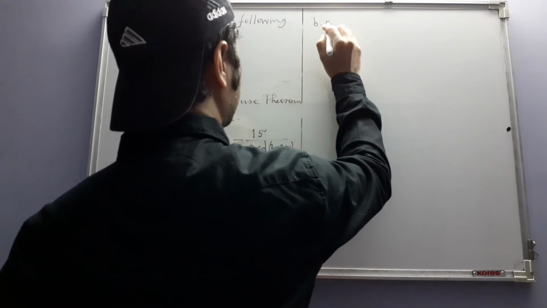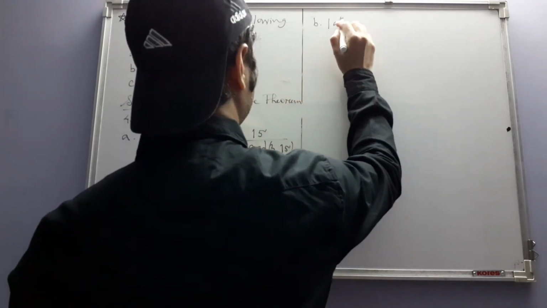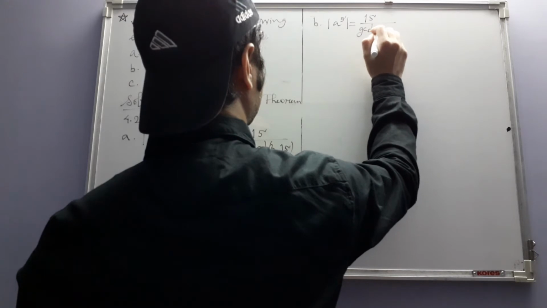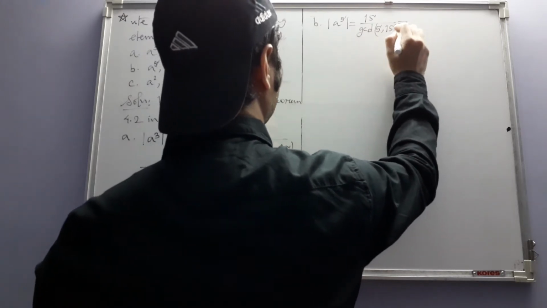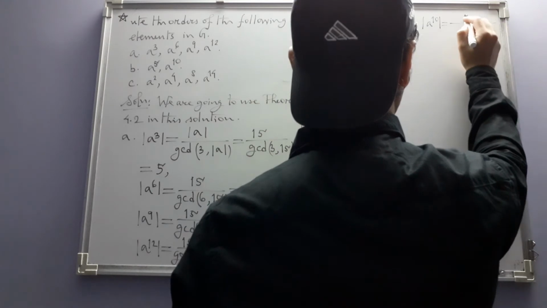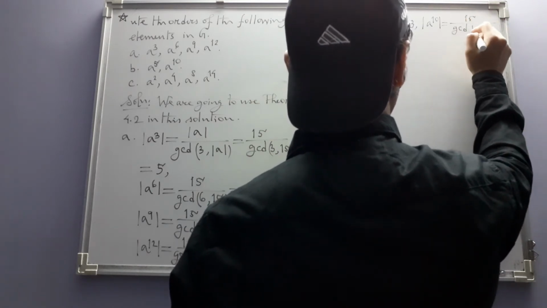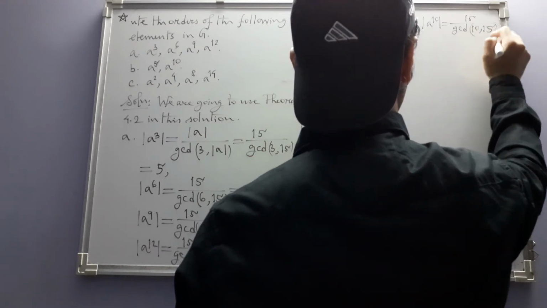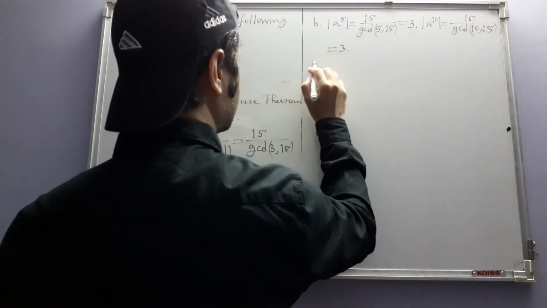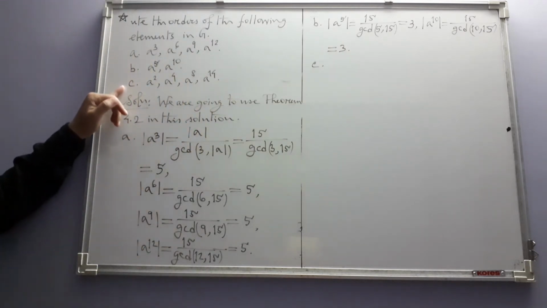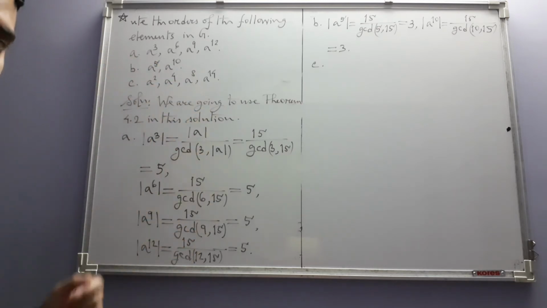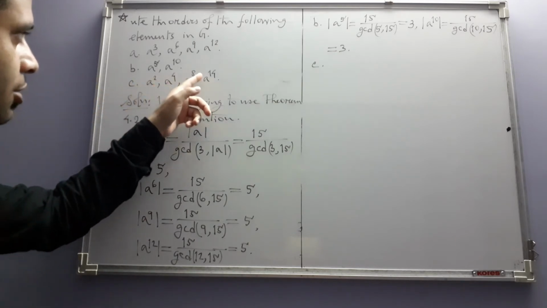Then part B, the order of A to the power 5 is 15 divided by 5, so this is 3. The order of A to the power 10 is again 3. So these different parts of the exercise show that such powers of A have the same order for these different choices of the exponent.